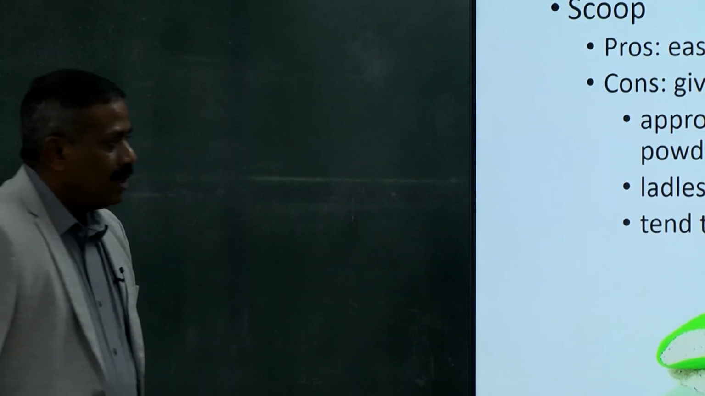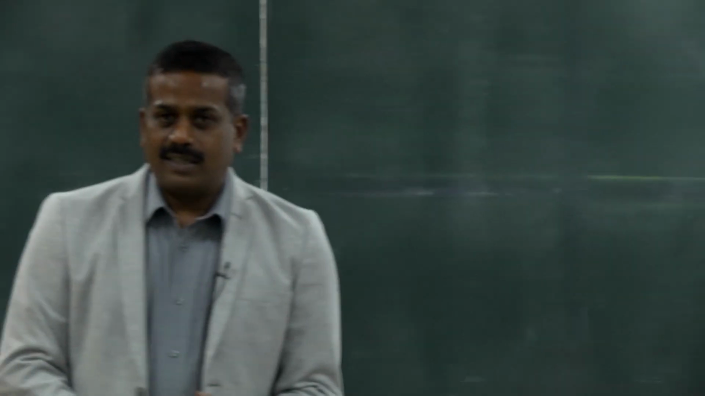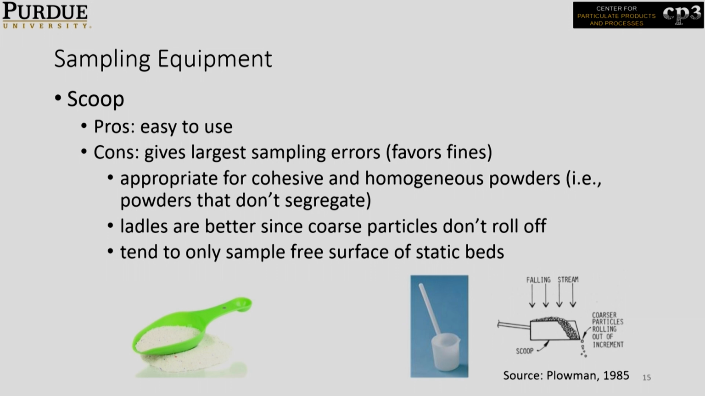Okay, but scoops are very easy, right? You just go and scoop, right? But if it's not avoidable, then we can still use them. Many people still use them in industry. But a couple of things to keep in mind: don't allow the samples to overflow when you're scooping. When it's overflowing, what happens? The larger particles will roll off. So you might not get an accurate mix of the samples from the bulk.